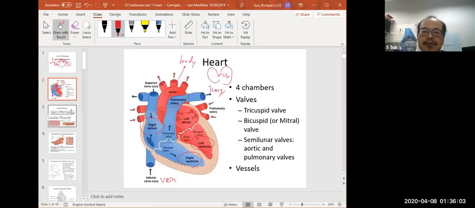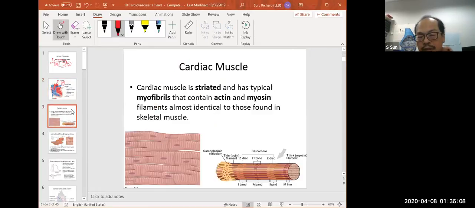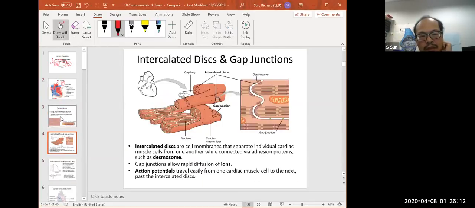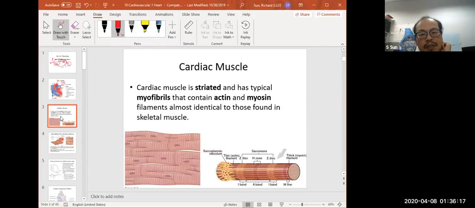The next thing that we will learn is the heart muscle. We will spend only 3 slides to talk about the heart muscle. So basically, this is an extension from the muscle that we just read. Cardiac muscle and the skeletal muscle have one thing in common. That is that both are called striated muscle because they have a striated appearance.